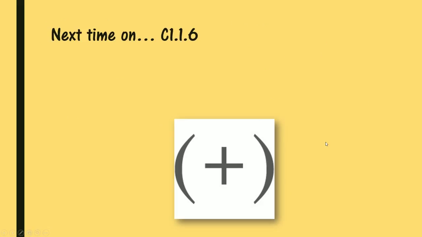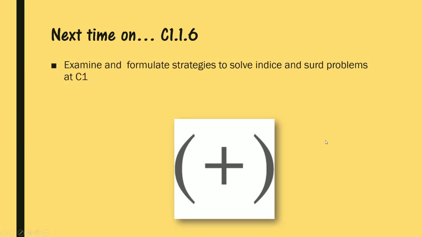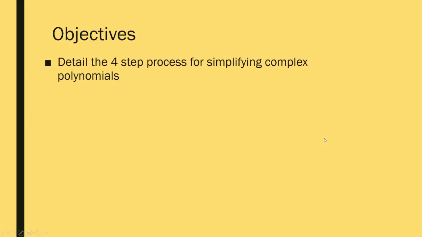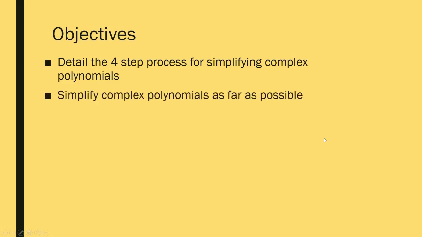Okay. Next time on C1.1.6, we're going to examine and formulate strategies to solve indices and surd problems rather than just those quadratic problems that we seem to have had in this lesson. Our objectives in this one were to detail a four-step process for simplifying complex polynomials. So that was multiply out, collect, factorize and simplify. They were 4 steps. And then we did 3 examples of simplifying complex polynomials as far as possible, each of them getting progressively more difficult.